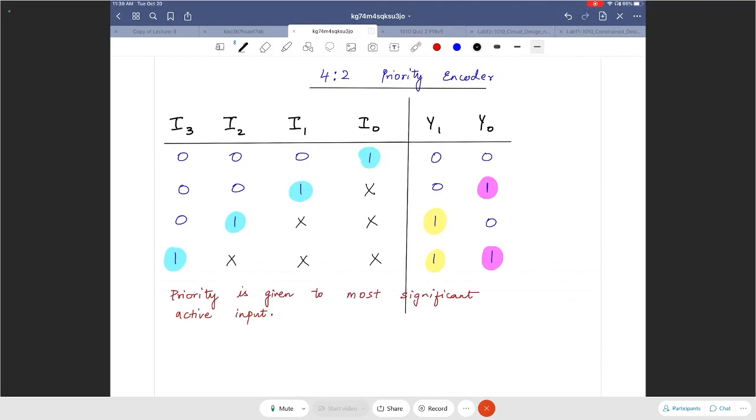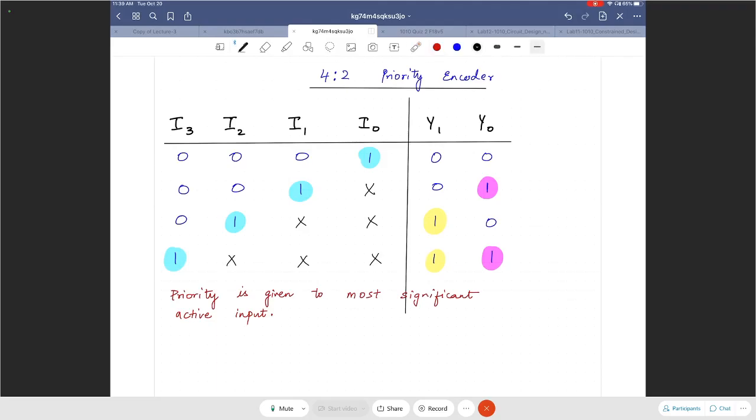So you see, if suppose I2 is active and I3 is 0, that's it. You don't even have to look at I1 and I0. As long as I3 is 0 and I2 is 1, you would give priority to the most significant active input, which is in this case I2, and you would encode that as 1, 0. So I hope that you guys see how this priority is being established in the sense of a truth table. Give priority to the most significant active input, and that's it.